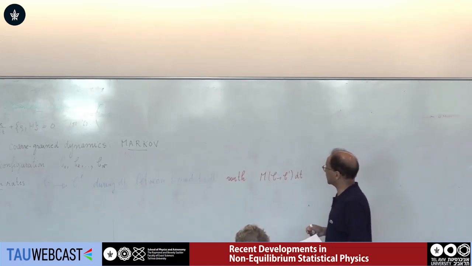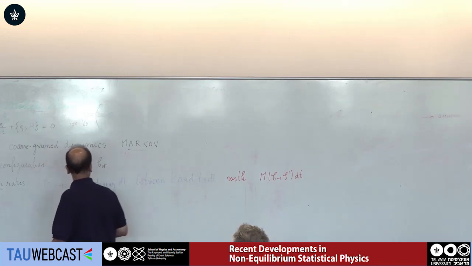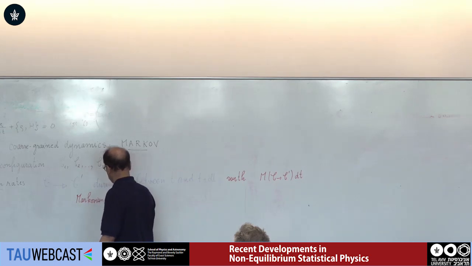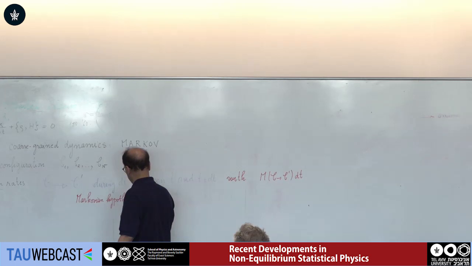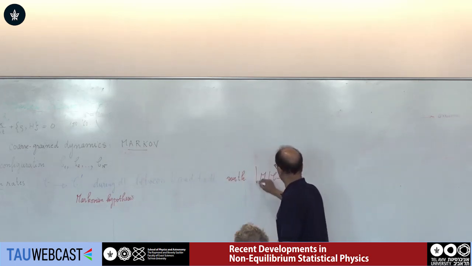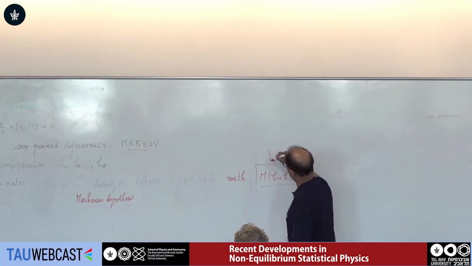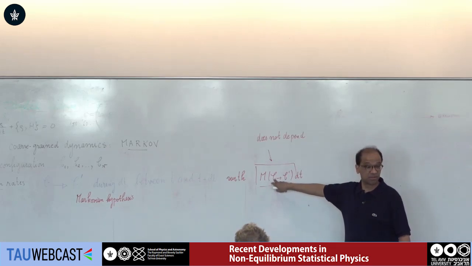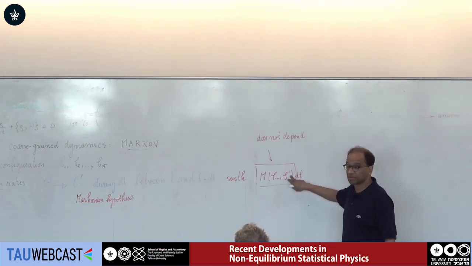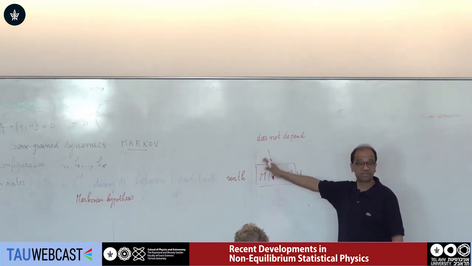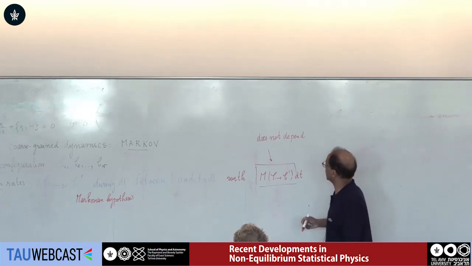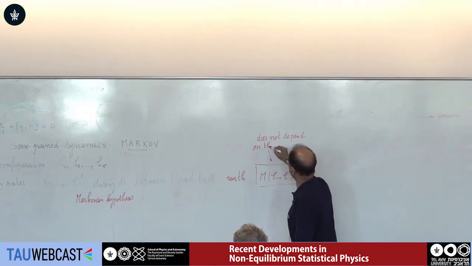And the most important hypothesis is the Markovian one, because here I did not use this concept yet. The most important hypothesis is that this jump rate, m of C to C prime, does not depend on the previous history. So no matter how you got into C at time t, your jumping rate from C to C prime is not influenced by your past. This is extremely important. It looks like a very innocuous hypothesis, but it's very strong. It does not depend on the past history.